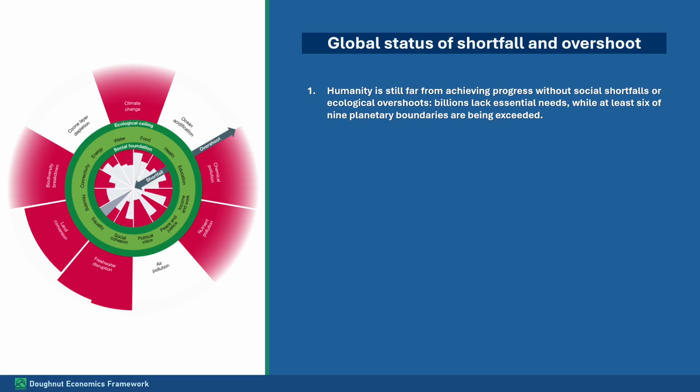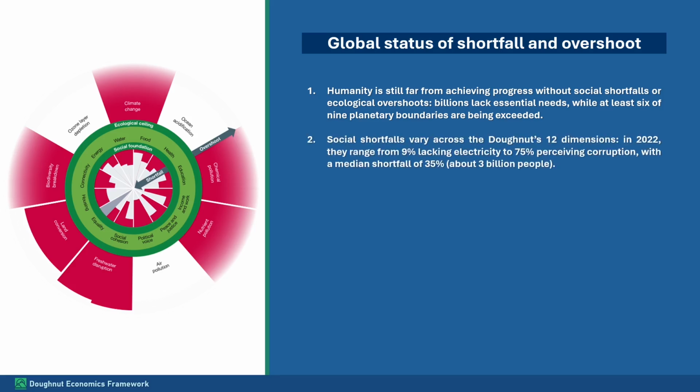Billions of people are falling short of meeting their most essential needs, whereas humanity's ecological imprint on the living planet is now overshooting at least six of the nine planetary boundaries.